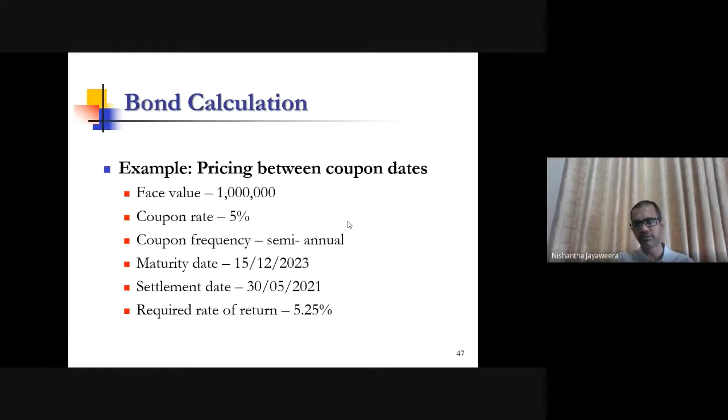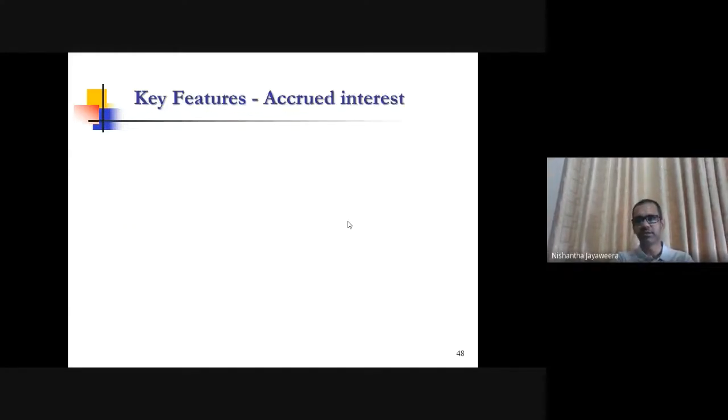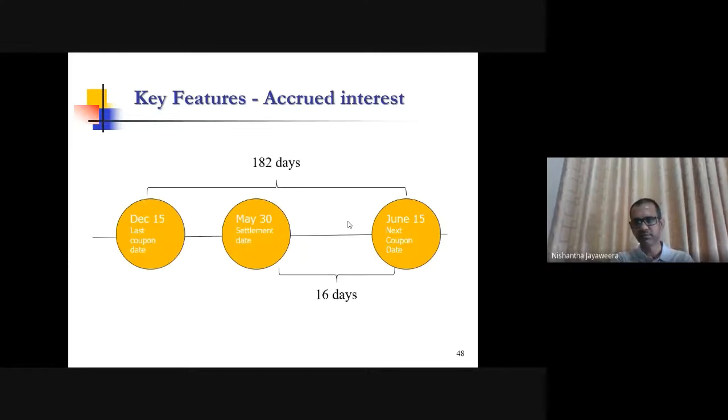So that's what we discussed, how to calculate that fraction, the number of days in between the settlement date and the next coupon date. Remember, settlement date and the next coupon date. For accrued interest, what we need is the number of days between the last coupon date and the settlement date.